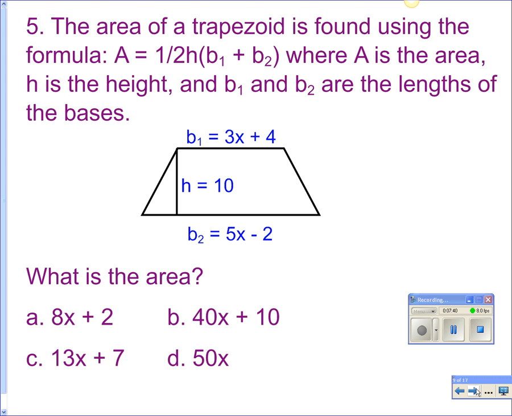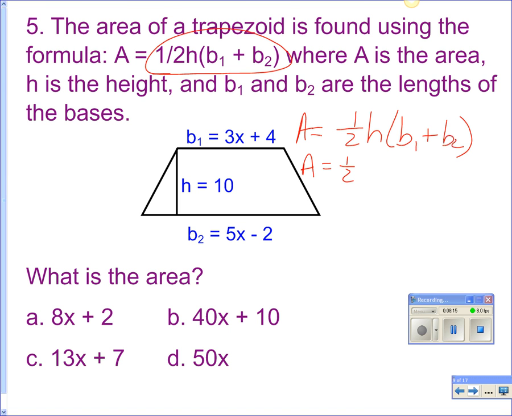Okay. Number 5, the area of a trapezoid is found using the formula A equals 1/2 H B1 plus B2, where A is the area, H is the height, and B1 and B2 are the length of the bases. What is the area? Ethan H., how should we start this one? Good. He says, write down your formula. Okay, here's my formula: 1/2 H B1 plus B2. All right, Zaria, what is going in for the H, for the height? Very good. So I'm going to put parentheses around it.